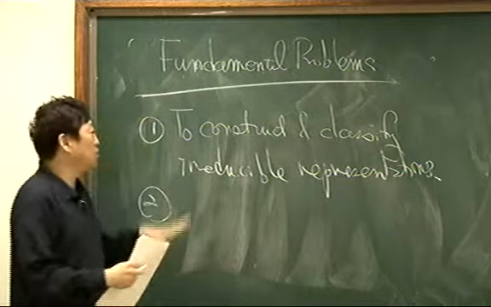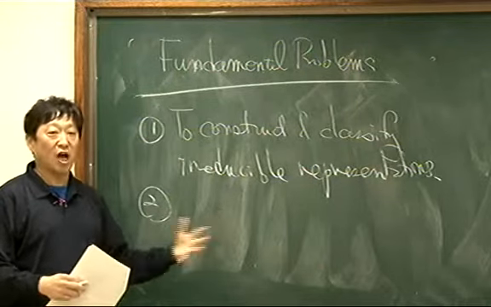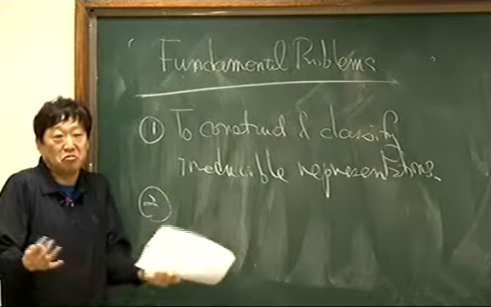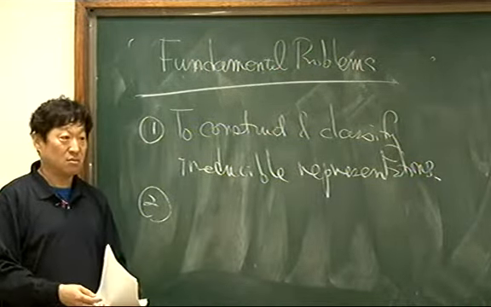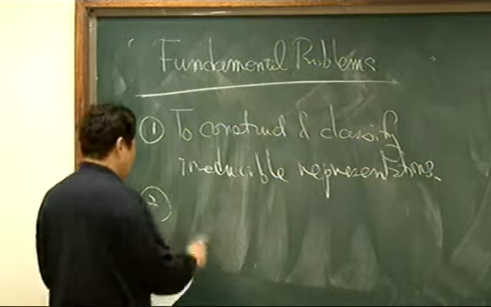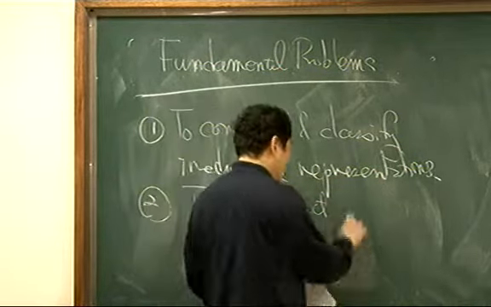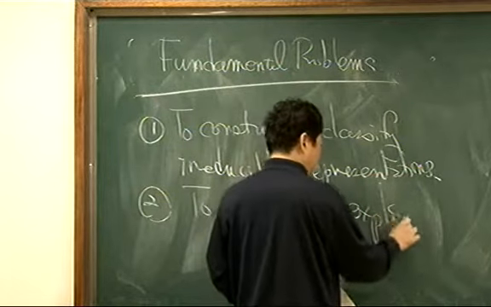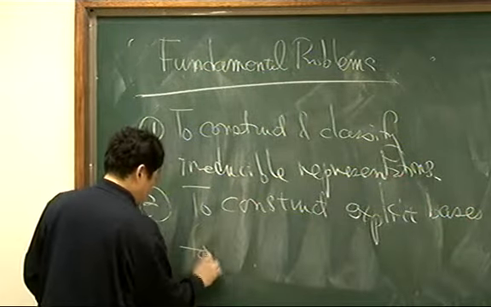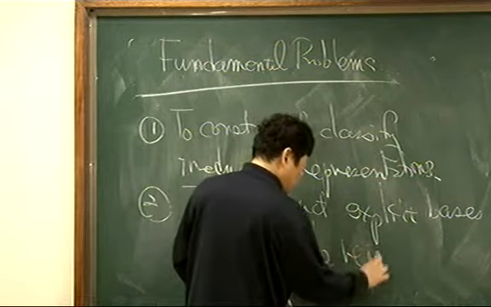So given an irreducible representation, how much can you understand the structure of the representation? The first clue would be how to find an explicit basis, or can we compute the dimension of irreducible representations? So the second one is to construct an explicit basis for irreducible representations.